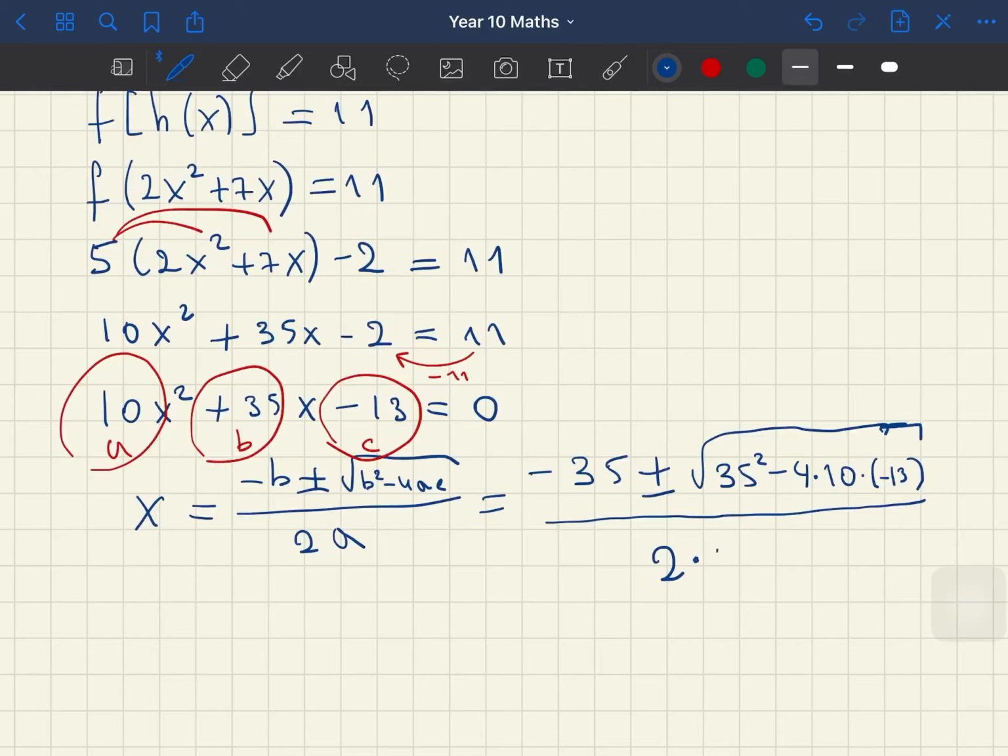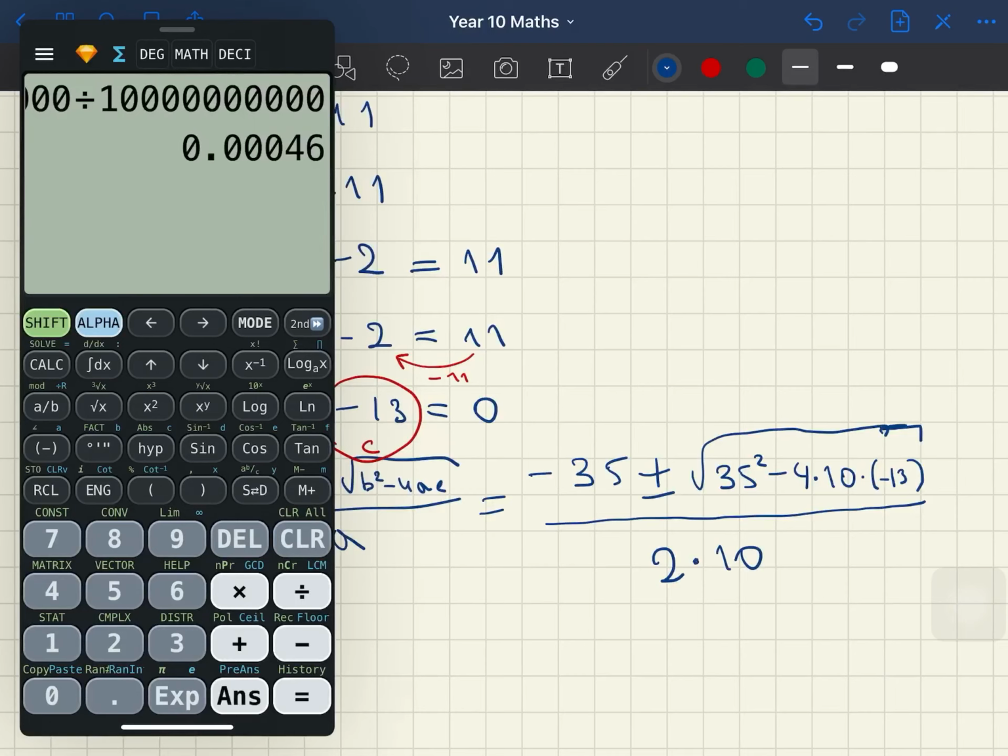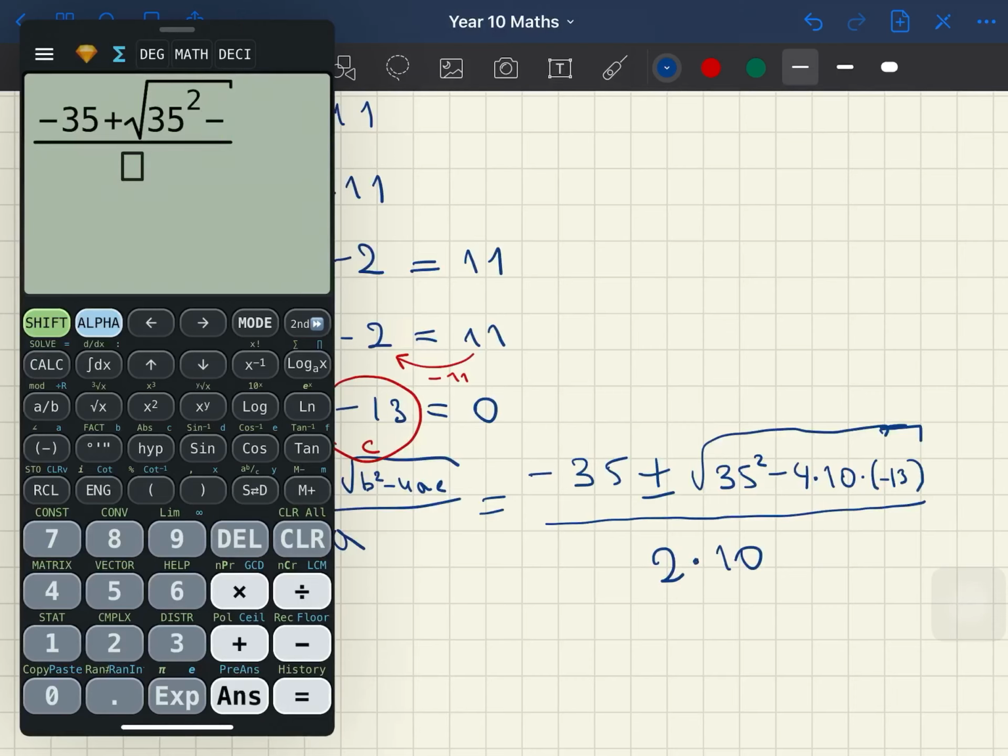2 times 10. You know what, if you have a calculator, I would recommend you to just type this in the calculator like this, so that you wouldn't make any mistakes halfway. So you just type minus 35, plus minus, so you start with plus, and you have square root 35 squared minus 4 times 10 times, don't forget the brackets here, minus 13, like this, and then divided by 2 times 10. You see, you just type this whole thing, you get your answer, 0.33.